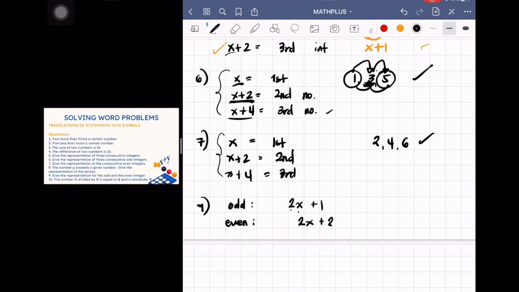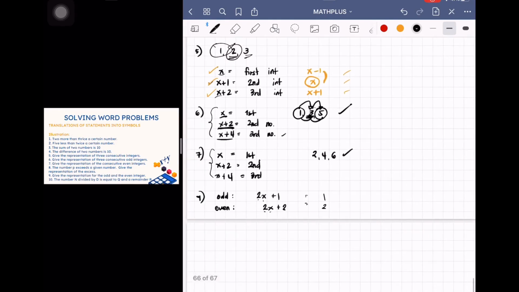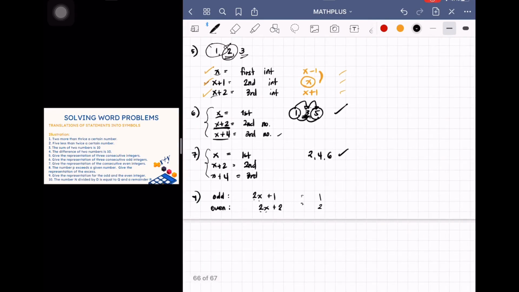Okay, so, whatever x could be, diba, halimbawa, if x is 0, 2 times 0 is 0 plus 1 gives you 1. So, ibig sabihin, odd number yon. If x is 0, 2 times 0 is 0 plus 2, that gives you an even output. Okay, so, pwede nating baguhin itong representation mo ng odd and even dito. So, I can represent this one as 2x plus 1 for the first number. For the second number, I can represent it as 2x plus 3. Kasi diba ang difference ay 2. So, 2x plus 1 plus 2, you get 2x plus 3. And then 2x plus 3 plus 2, you get 2x plus 5.